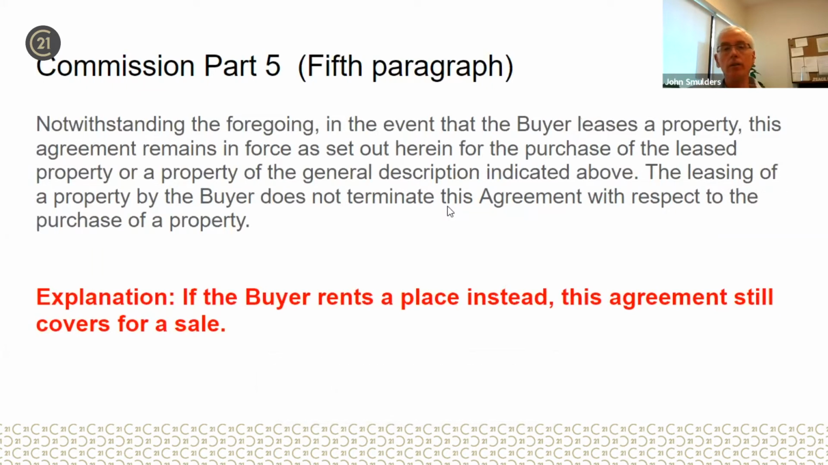And the fifth paragraph, if the buyer rents a place instead, this agreement still covers for a sale. Now, what does that mean? That means in the commission section of the agreement, you can actually put down 2.5%. And then in the lease section, you can put down half a month's rent. And so you can actually put both down there and you're still covered. So if they rent a place instead, this agreement still covers for a sale, okay?